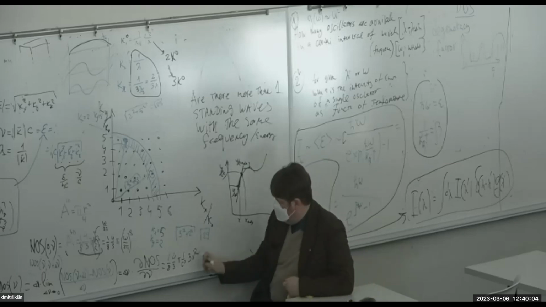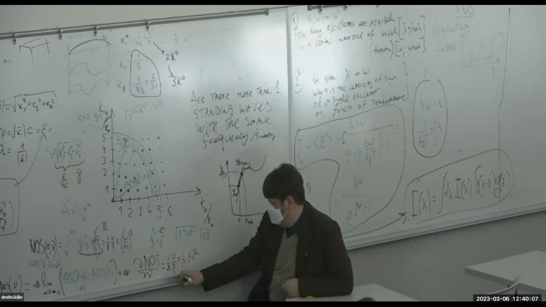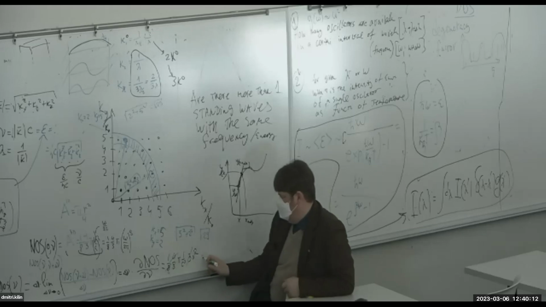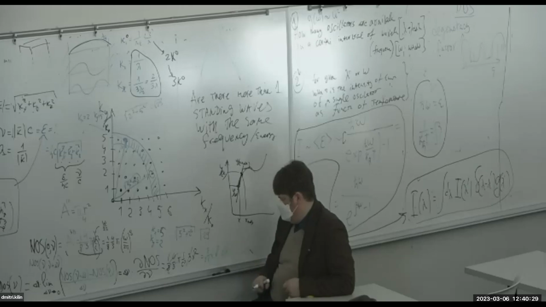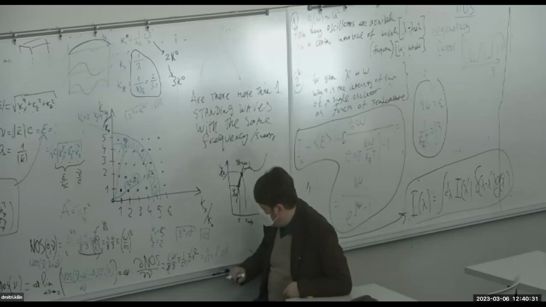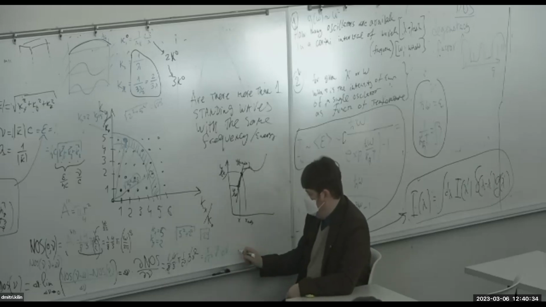So now let's figure out: 3 cancels with 3. 4 cancels with 8, leaving us 2. And then we do have pi 2 c cubed mu squared times delta nu. So this is density of states, density of photon states as a function of nu.